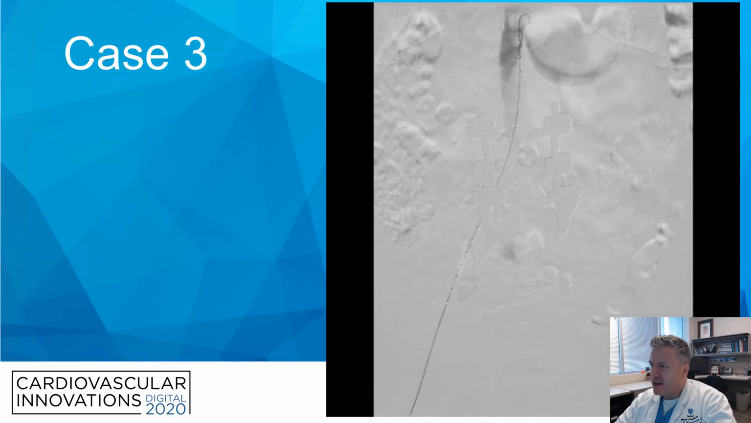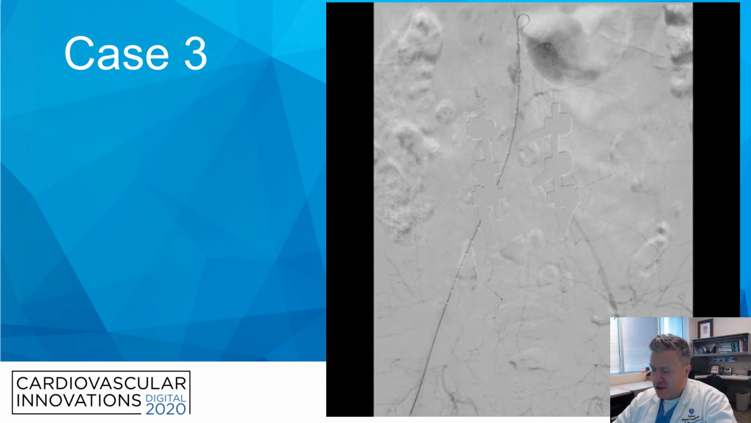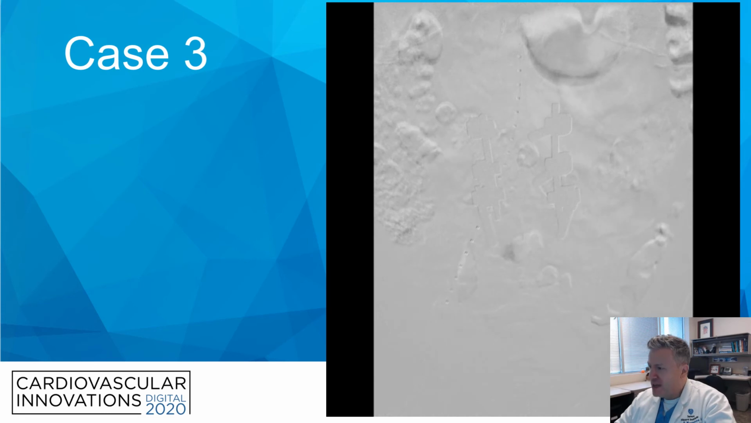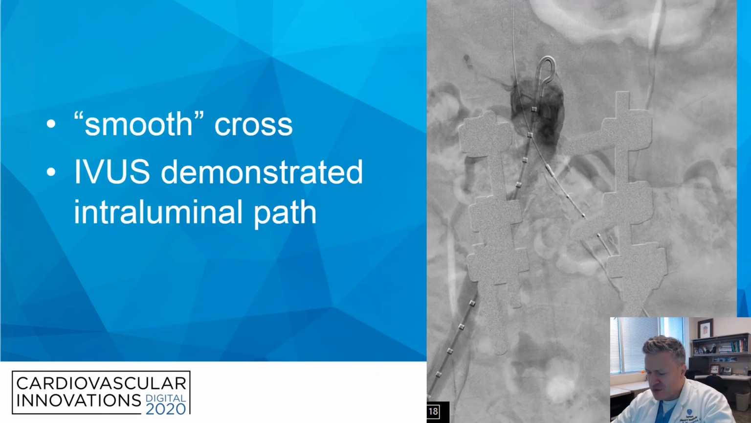In the next case, what we see is a common iliac artery occlusion within about a centimeter of the actual origin of the common iliac artery. In this situation, we were able to very smoothly cross retrograde and utilize IVUS to demonstrate an intraluminal path, an absence of much calcium, and very clearly re-entering within the common iliac artery prior to its origin within the aorta itself.